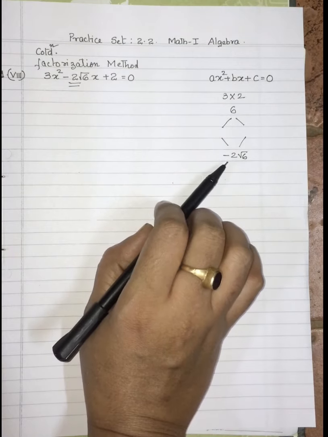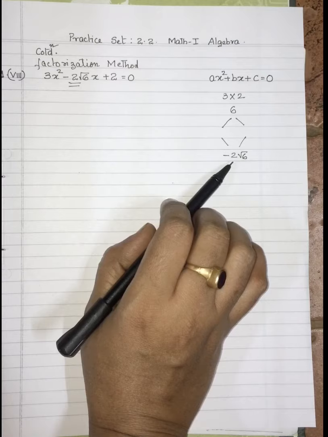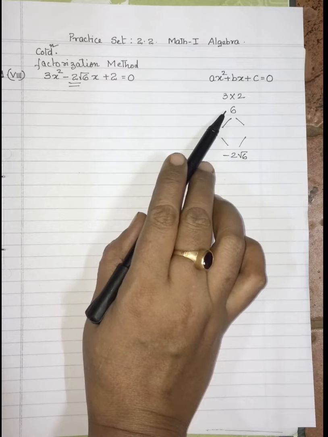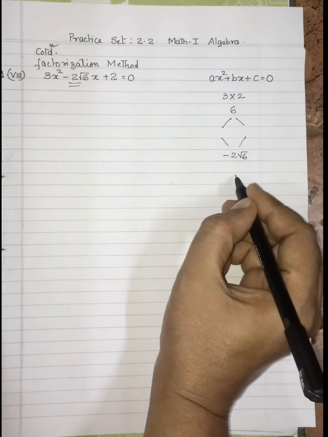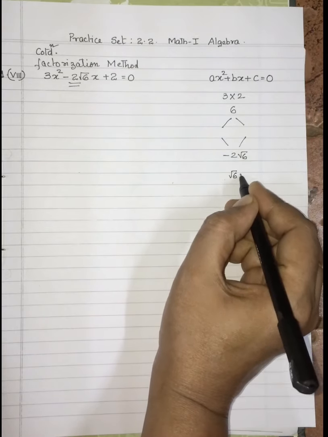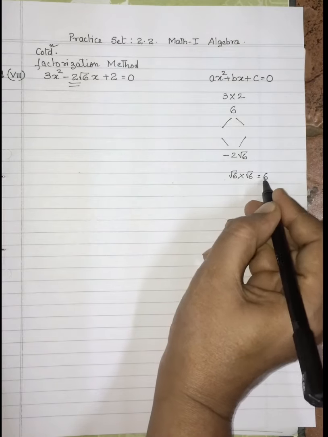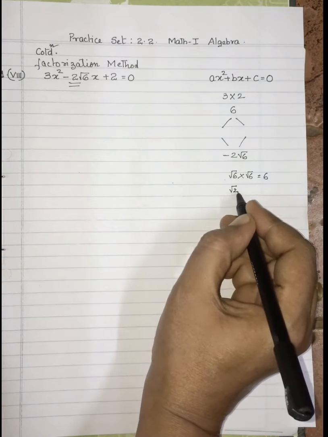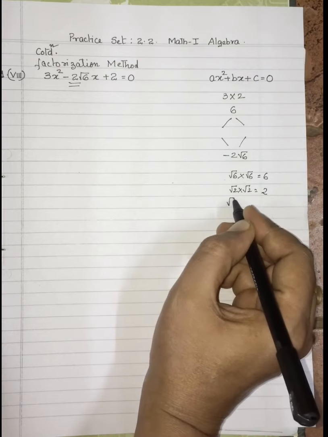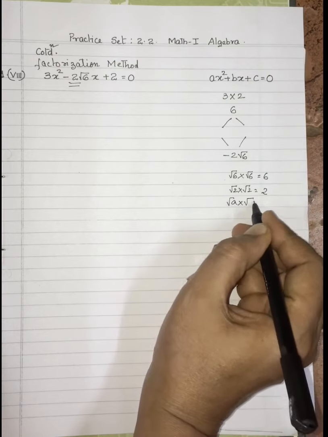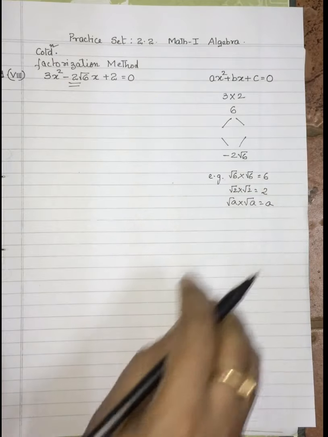in such a manner that when we add or subtract, we should get −2√6, and when we multiply, we should get 6. Already we know, children, when two √6's are multiplied, we get 6. When two √2's are multiplied, we get 2. When two √a's are multiplied, we get a, and so on. These are the examples taken.